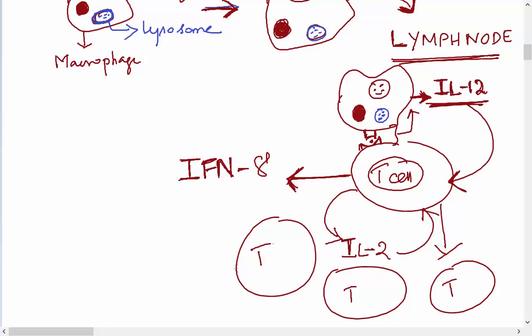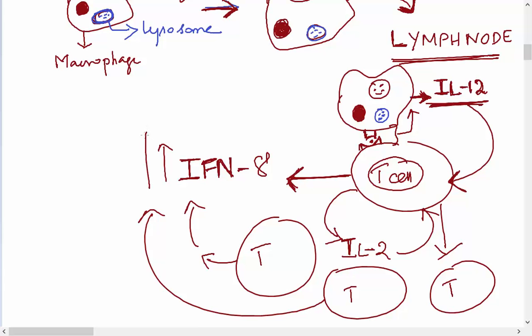So they can secrete more interferon gamma. Understand? They can secrete more interferon gamma.